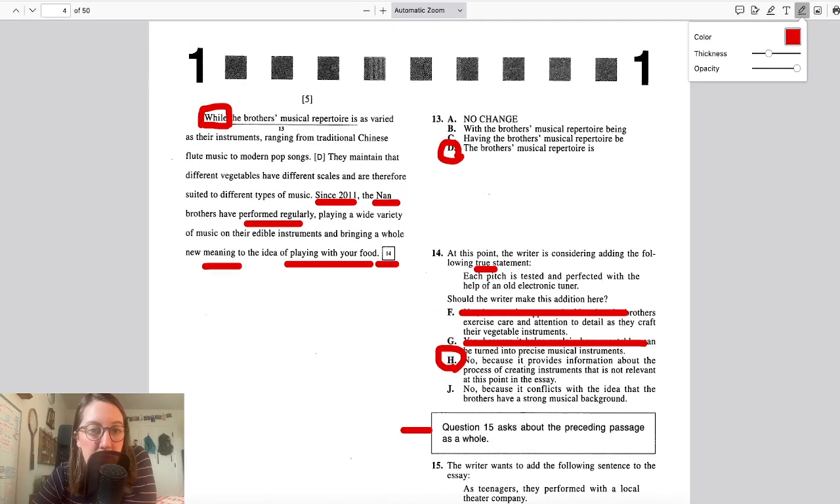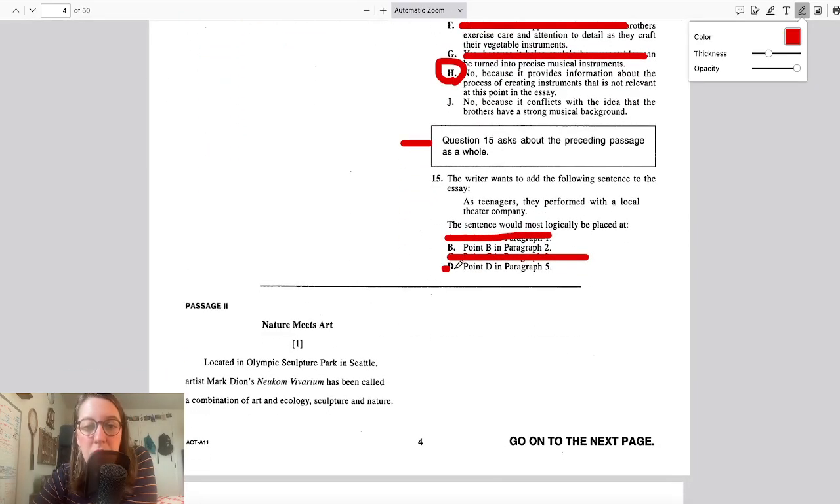Point D in paragraph 5. So yeah, this one also would interrupt. They're saying we make different types of instruments because they have different scales and we can therefore play different kinds of music as it relates to that scale. So this one would be B. That's the passion for performance section.